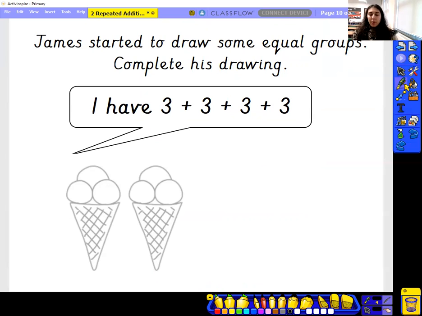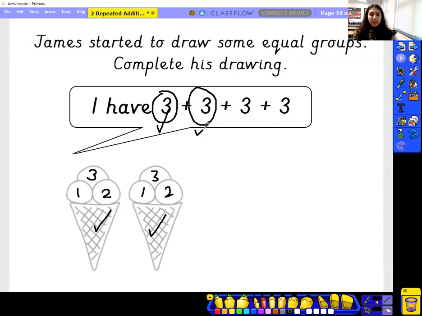I've got a drawing now, but my drawing is not finished. So I've got 3 plus 3 plus 3 plus 3. So let's have a look at the first 3 in my repeated addition. That's being represented by this ice cream cone that's got 1, 2, 3 scoops of ice cream on it. And then I've got another 3 here in my repeated addition, being represented by my second ice cream cone with 3 groups.